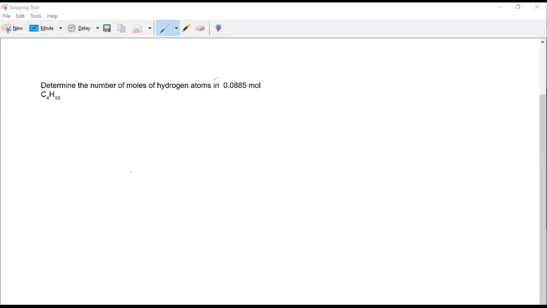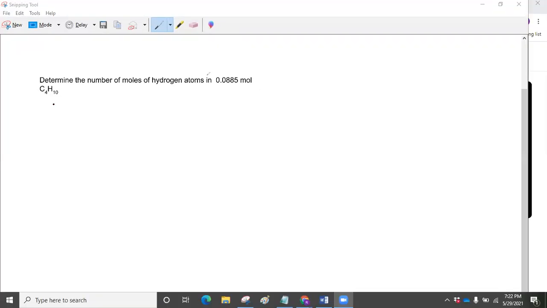But when it comes down to execution, thinking about things can be your enemy in some cases. So for a question like this, it asks us to determine the number of moles of hydrogen atoms in 0.0885 moles of C4H10.